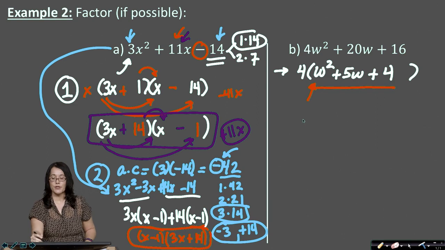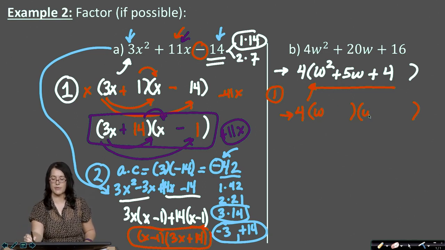Okay, so let's see what this would look like. Well, we could keep the 4 in front. You can't just delete it. It's still there. But now we'd open up our two binomials. I'm doing this according to approach 1, educated guess and check. So we'd say what times what gives me w squared?